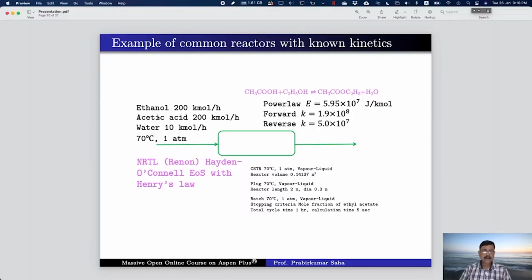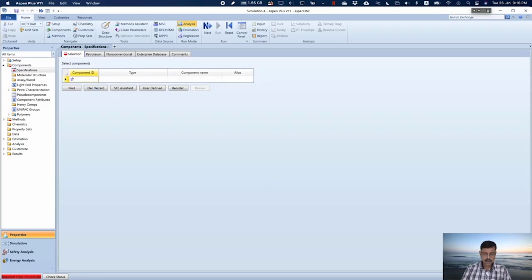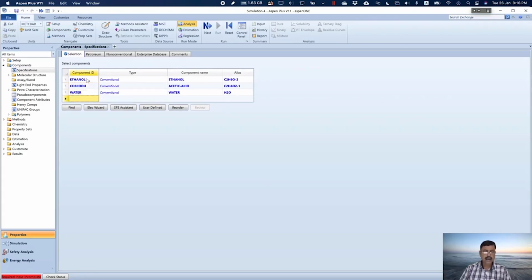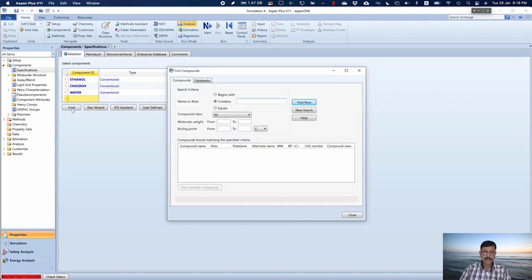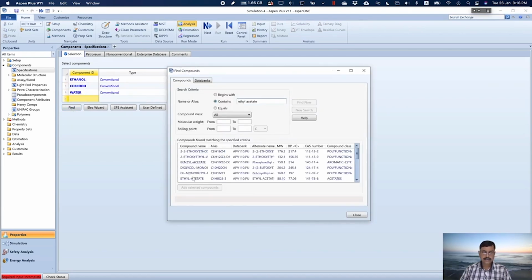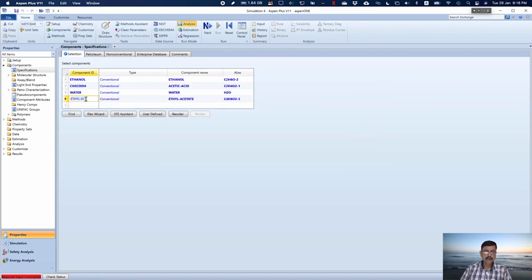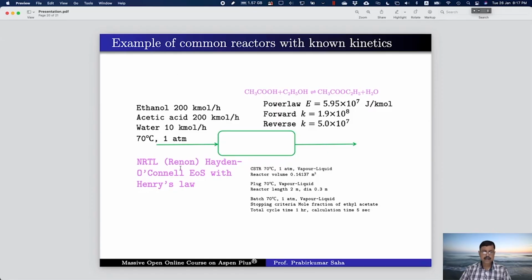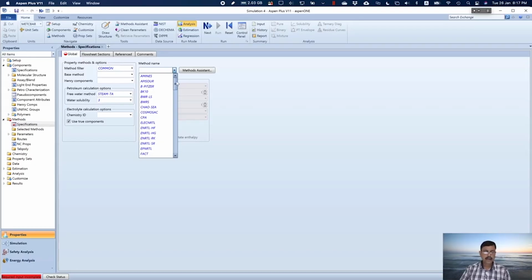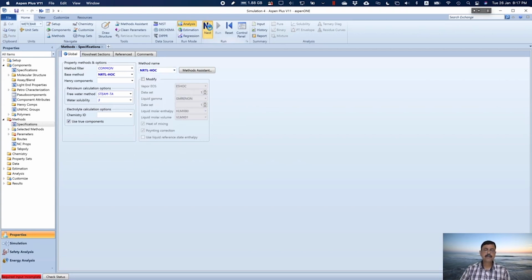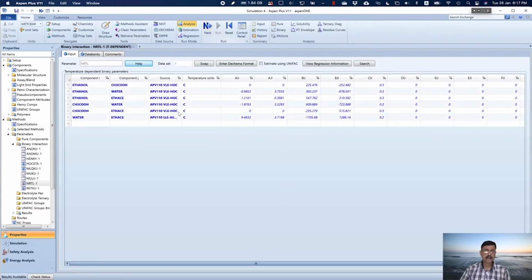So the components are ethanol, acetic acid, water and ethyl acetate. So we have ethanol, acetic acid, water and the product ethyl acetate. We have to find ethyl acetate. We have to select this one. Just rename it to eth acid. Next, we shall use NRTL Hayden O'Connell equation of state with Henry's law. So NRTL, yes, it is here. NRTL Renon Hayden O'Connell equation of state with Henry's law. Press next, next, run. Yeah, the properties are calculated.